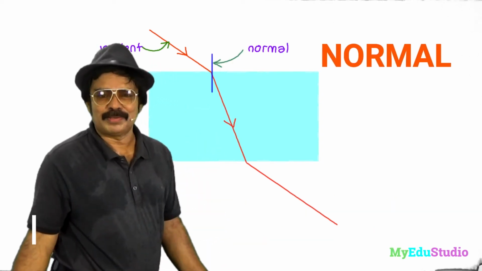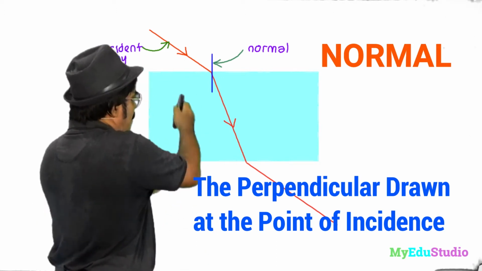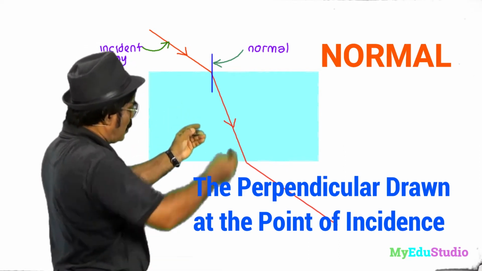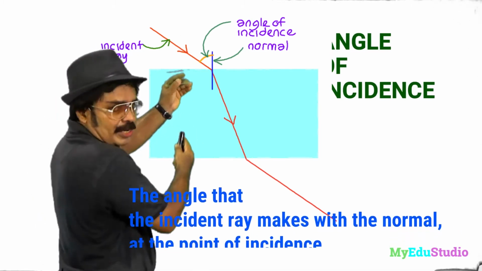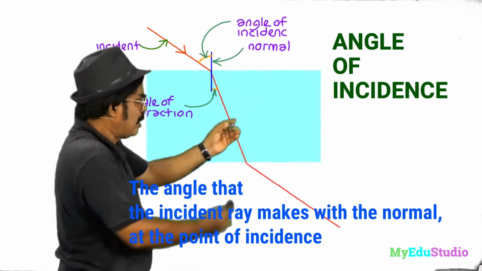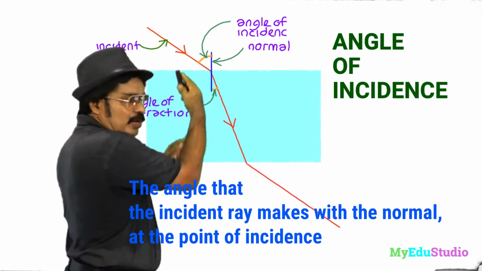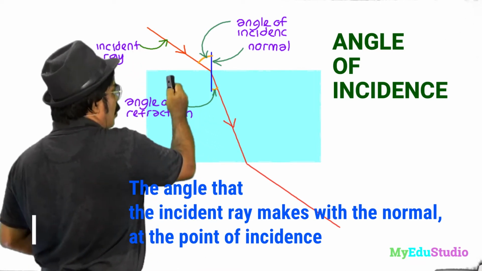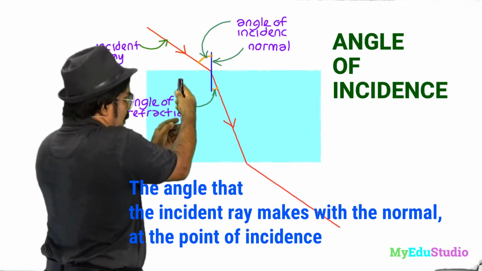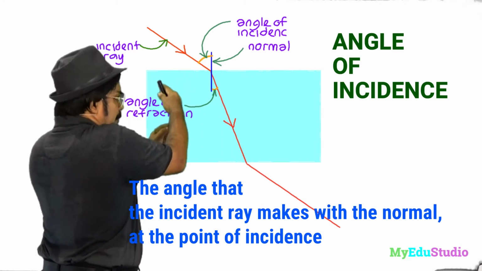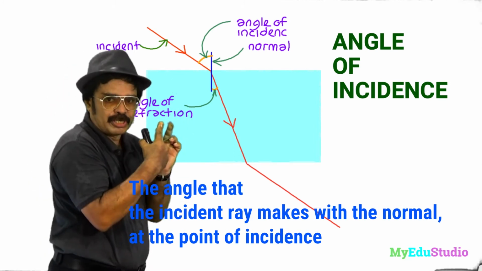Then the normal is really a normal thing to you because you learned it in reflection even. The normal is the perpendicular drawn at the point of incidence. You know that. Angle of incidence. In reflection you learned about angle of incidence. It is the angle between the incident ray and the normal. It is the same here. Angle of incidence is the angle that the incident ray makes with the normal at the point of incidence. This is the point of incidence, you know that.